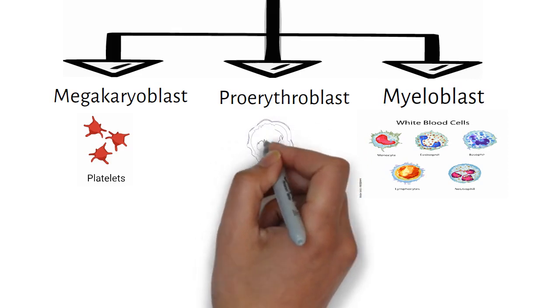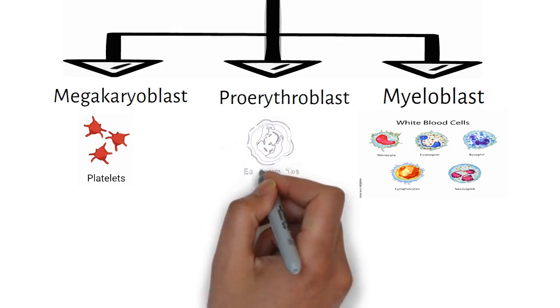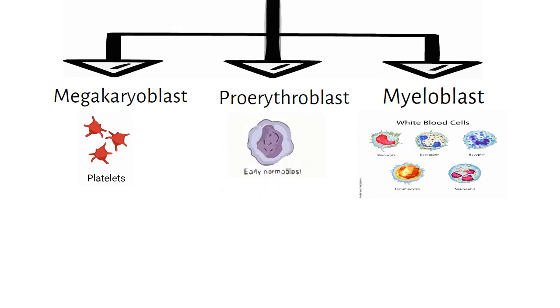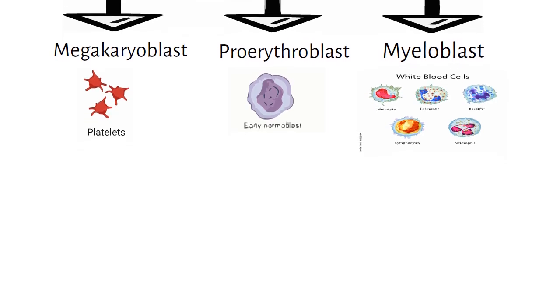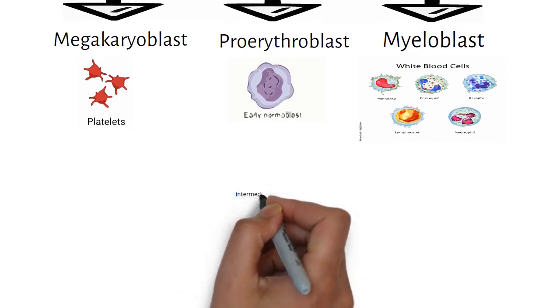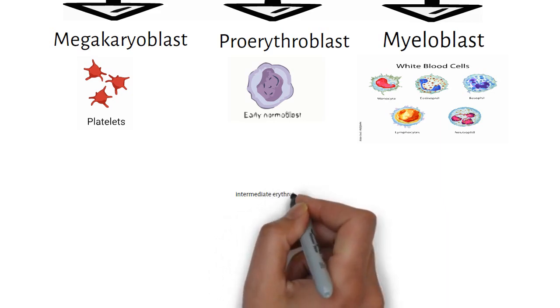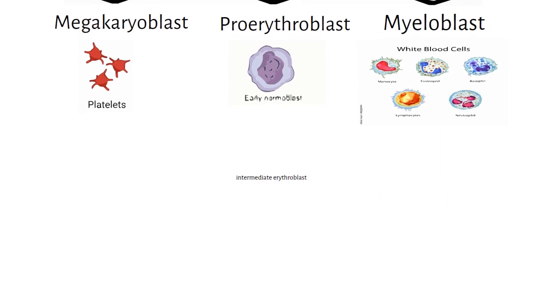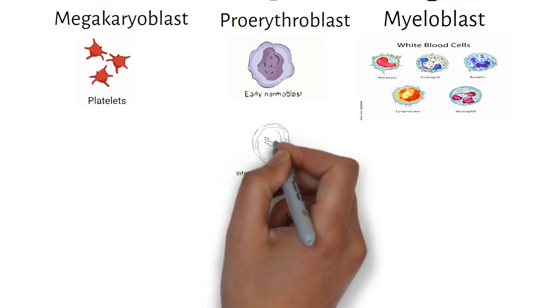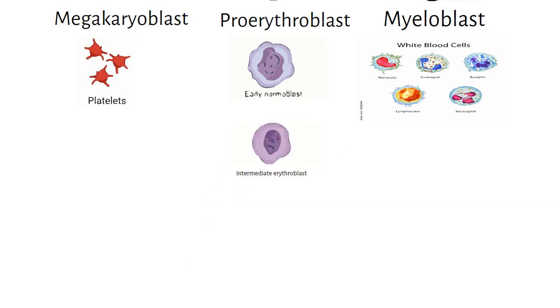Proerythroblast cells produce early erythroblast cells that have a high nucleus to cytoplasm ratio. It has condensed chromatin, no nucleoli and basophilic cytoplasm. Early erythroblast is further transformed into intermediate erythroblast. Its nucleus is getting smaller, no nucleoli. Cytoplasm is grayish in appearance due to hemoglobin synthesis.